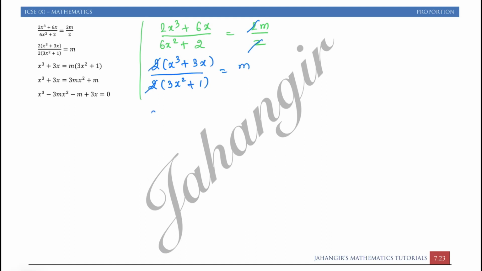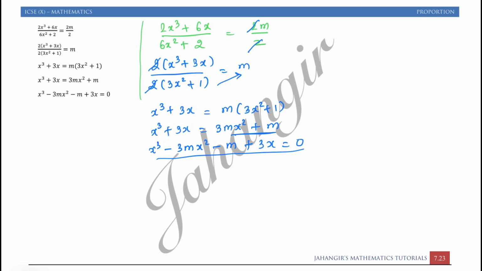Now cross multiply. x cube plus 3x is equal to m multiplied by this, we can cross multiply, 3x square plus 1. So x cube plus 3x is equal to 3mx square plus m. Now shift according to what you want in the answer. x cube minus 3mx square minus m, all terms to the left side, is equal to 0. This is what we want.